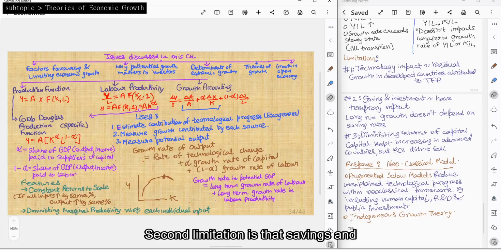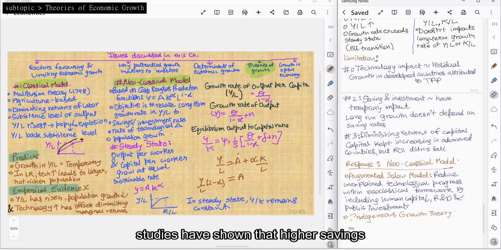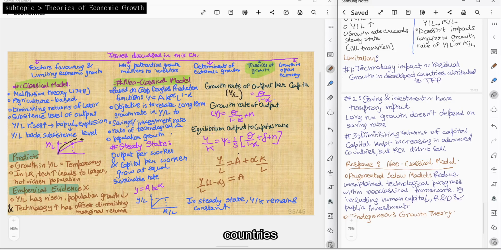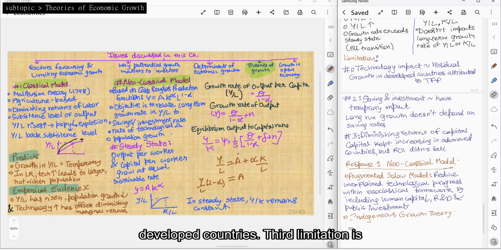The second limitation is that savings and investment have a temporary impact and do not impact the long-term growth rate in GDP per person. But studies have shown that higher savings or higher investment leads to a long-term increase in growth rate of GDP per person for countries which are in the steady state. Like in this second point, we are talking about developed countries.